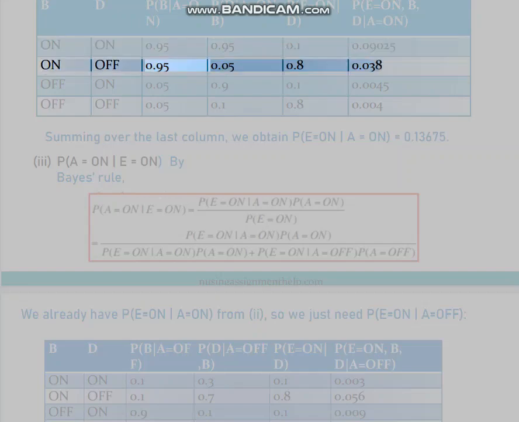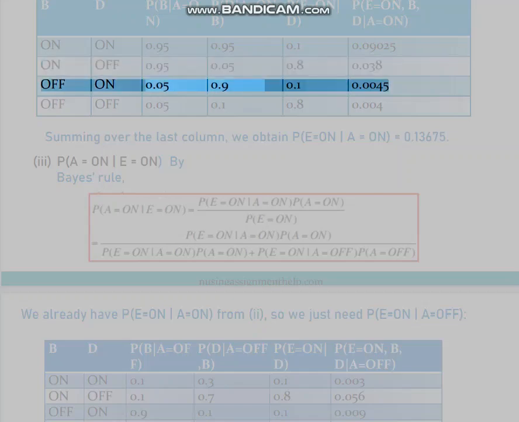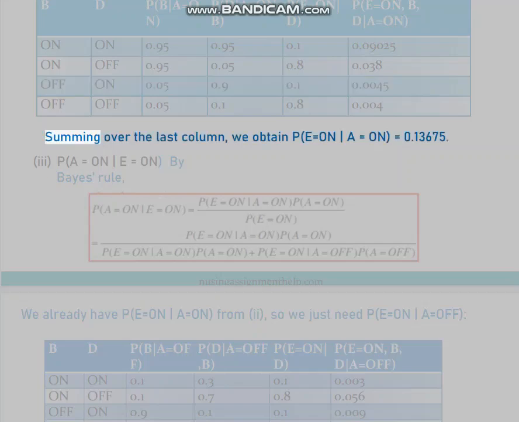For B on, D on: 0.95 × 0.95 × 0.1 = 0.09025. For B on, D off: 0.95 × 0.05 × 0.8 = 0.038. For B off, D on: 0.05 × 0.9 × 0.1 = 0.0045. Summing over the last column, we obtain P(E=ON|A=ON) = 0.13675.